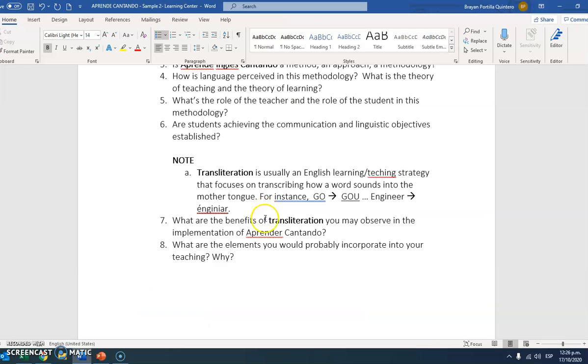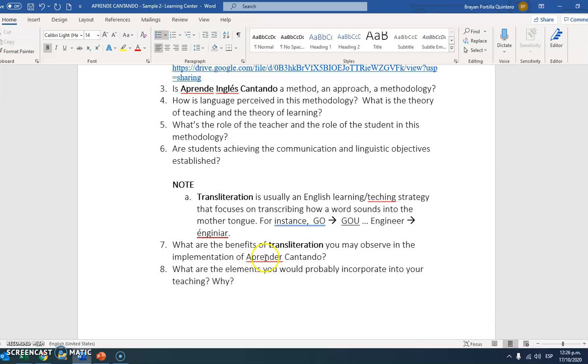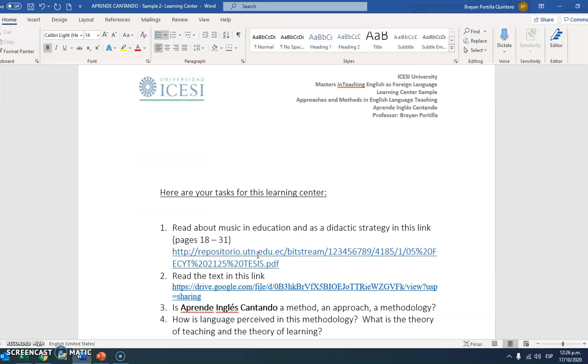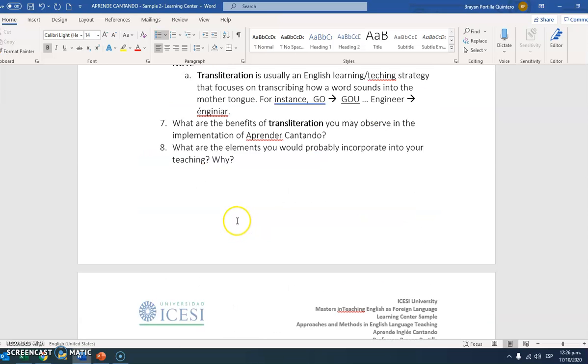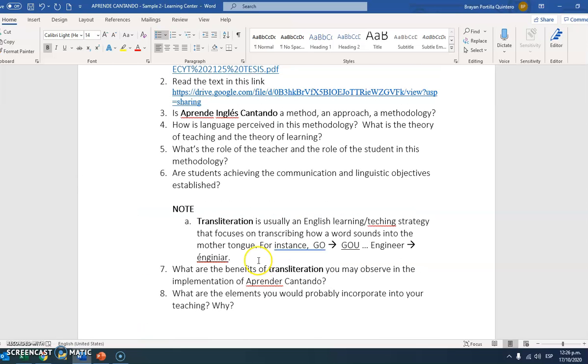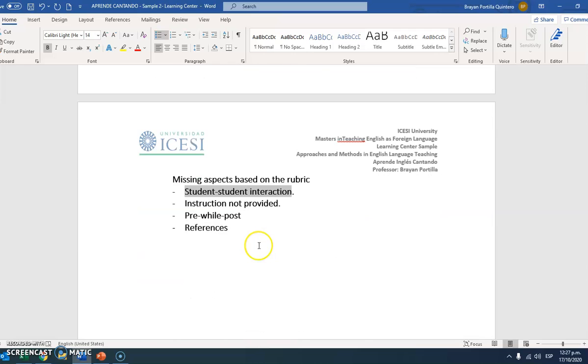There is not a list of references. So references are not provided. And if you pay attention, the type of interaction that students should be having with one another is not there. There is no collaboration, and the material is not providing a very clear example of a lesson using this methodology.